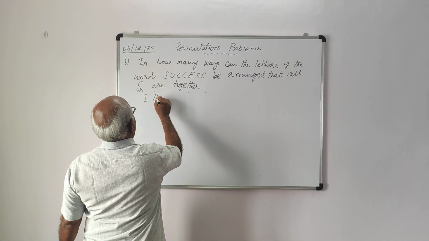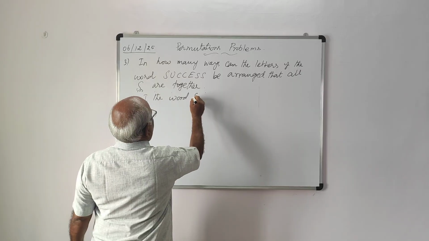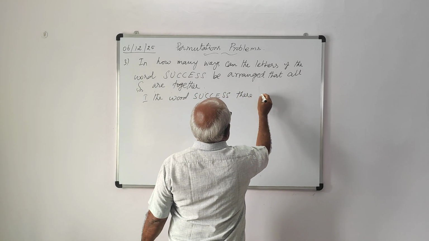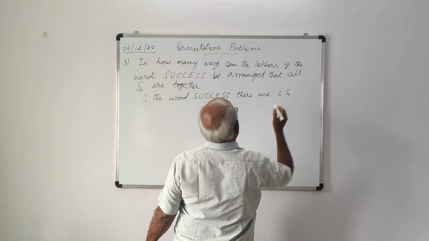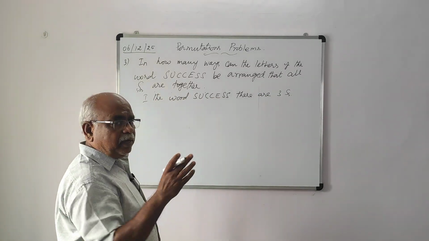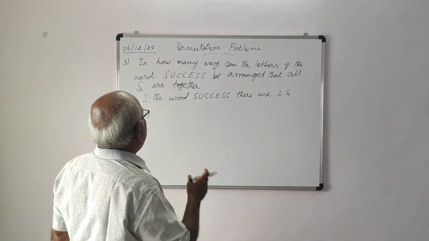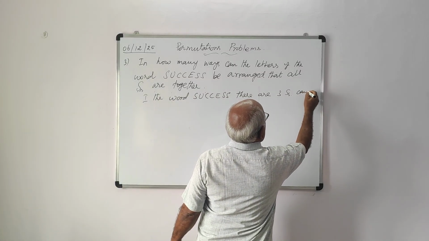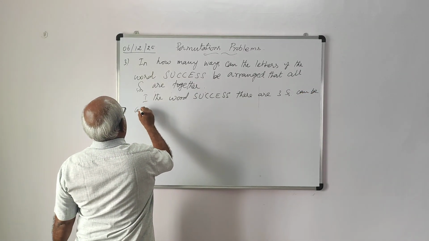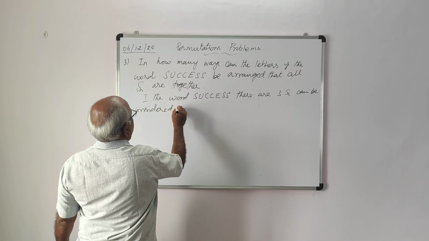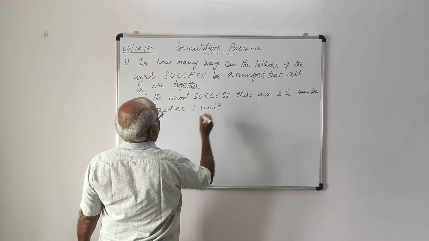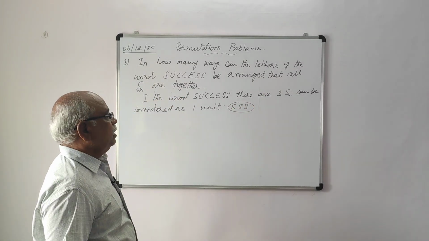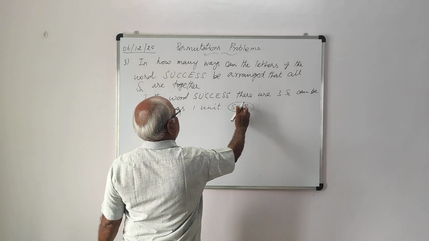In the word success, there are 3 S's. So the 3 S's can be arranged together, as one unit. These 3 S's can be considered as one unit. The 3 S's have to be considered as one unit. The remaining 4 letters are there.